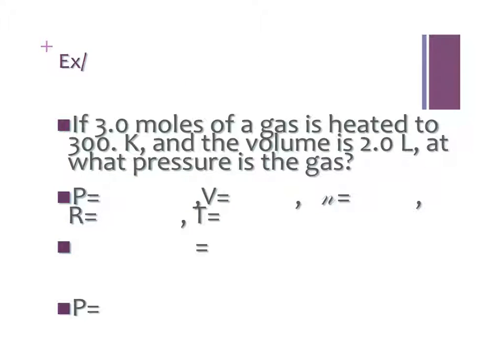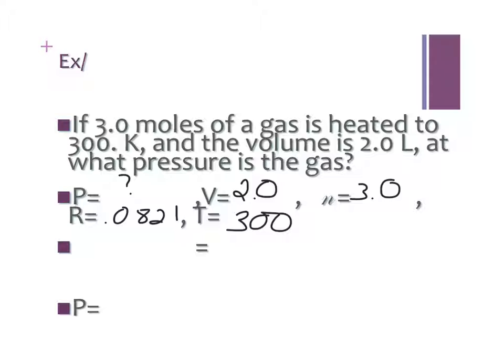Okay, so here's a problem. We know that there are 3.0 moles of gas. It's heated to 300 Kelvin. The volume is 2.0, and we want to know at what pressure is the gas. So that means we don't know P. We do know V, and it's already in liters, so that's good. N is our number of moles, so that's 3.0. R we know is 0.0821. And T is already in Kelvin. It's 300. So we're going to plug this in.